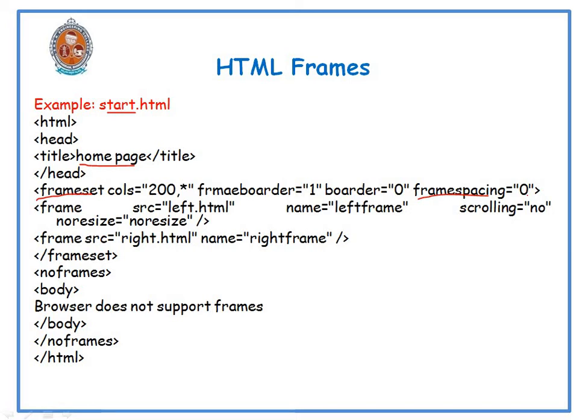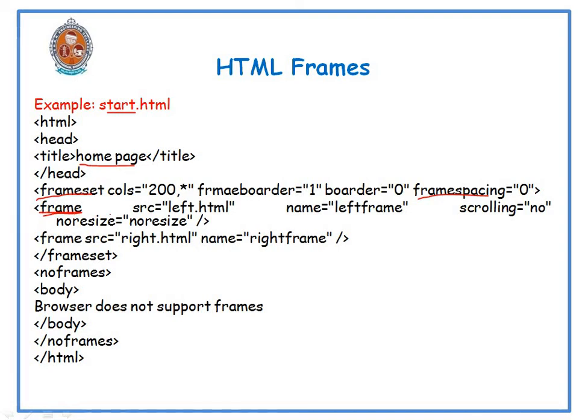That means there is no space between each frame. After that we have written the frame tag. So the first tag, the frameset tag, is used to divide our browser window into two columns, and after that we have to specify the source file for each frame. That is done by the frame tag.